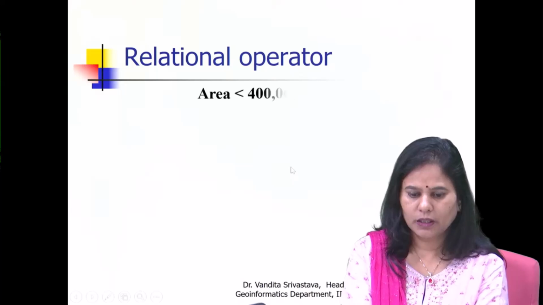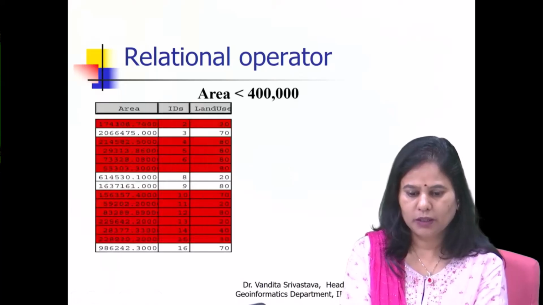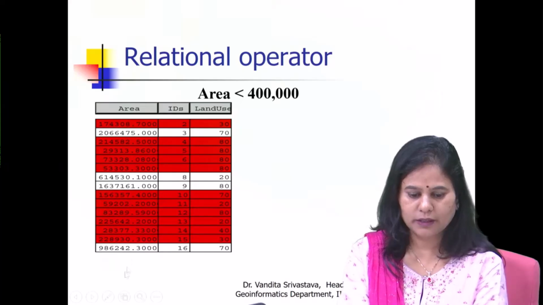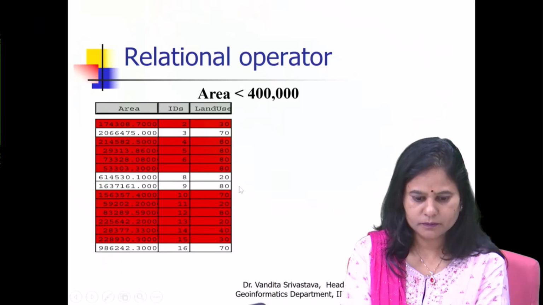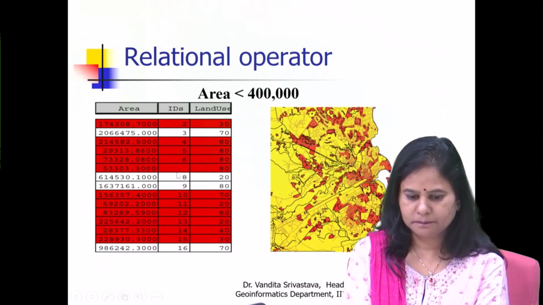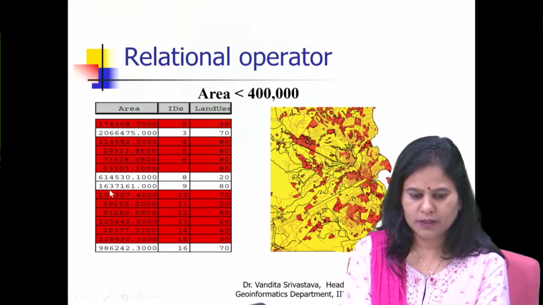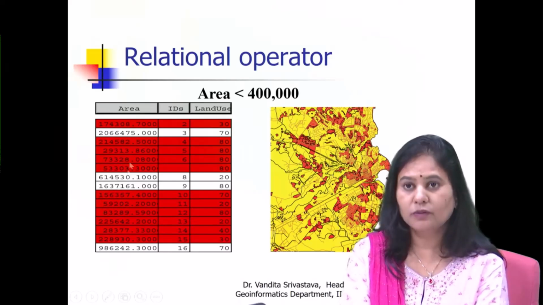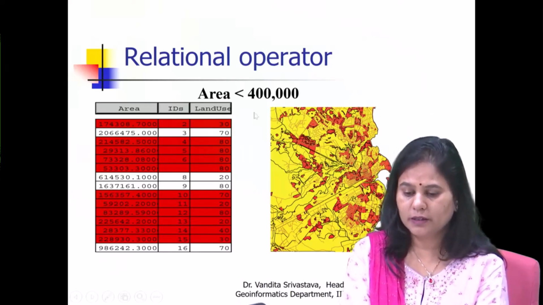So what will the outcome look like? In the tabular form, it will show all the areas that are less than 400,000. So they are all selected here. The bigger ones are not selected. You see this one is a larger digit, so it is not selected. This is also larger, so it is not selected. These digits are larger, not selected, but the smaller ones which satisfy this query are selected.